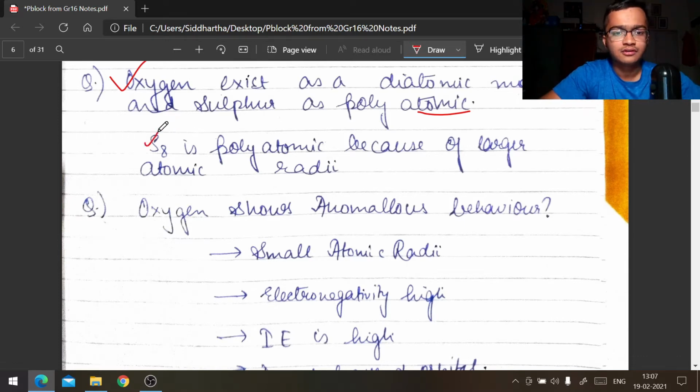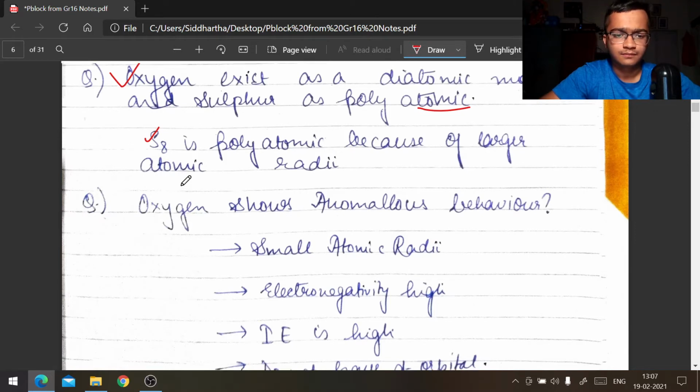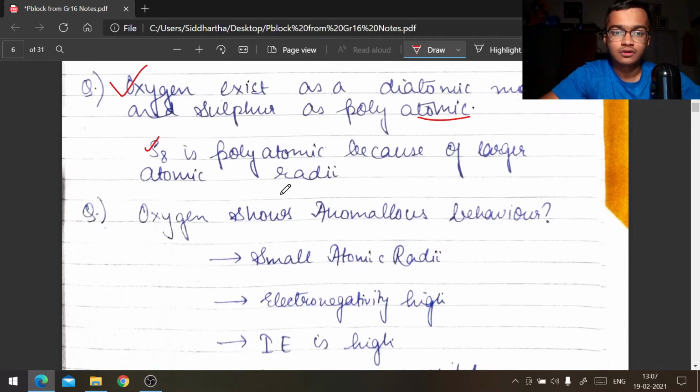Now see, S8 is polyatomic because of its larger atomic size, right? And oxygen is diatomic because of its smaller atomic size. Okay, O2 means like this. This is your O2. And sulfur is polyatomic because of its larger atomic size.